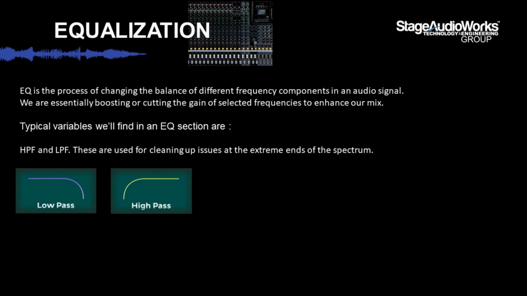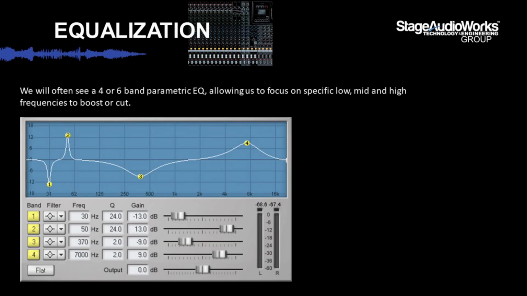So it's a good practice to clean up any vocal or any input channel that doesn't need these low frequencies, to just use your high pass. Then we will often see a 4 or a 6 band parametric EQ, allowing us to focus on specific low, mid, and high frequencies to boost or cut. So here we have a 4 band. You can see we have a cut here on 30 hertz, 13 dB cut, 13 dB boost on 50, a cut at 370 and a boost at 7K.